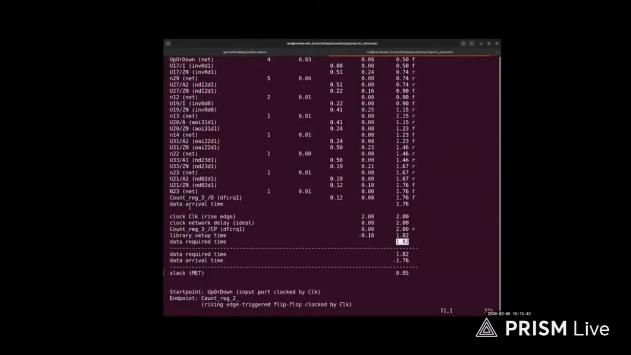But here, my data is arriving at 1.76 nanosecond, and the required time available for me is only 0.82. When I subtract 1.76 with this 0.82, I will get a negative value at the slack. Correct? Yes, sir. So that means my setup is violating now. Yeah, okay, sir. Got it.